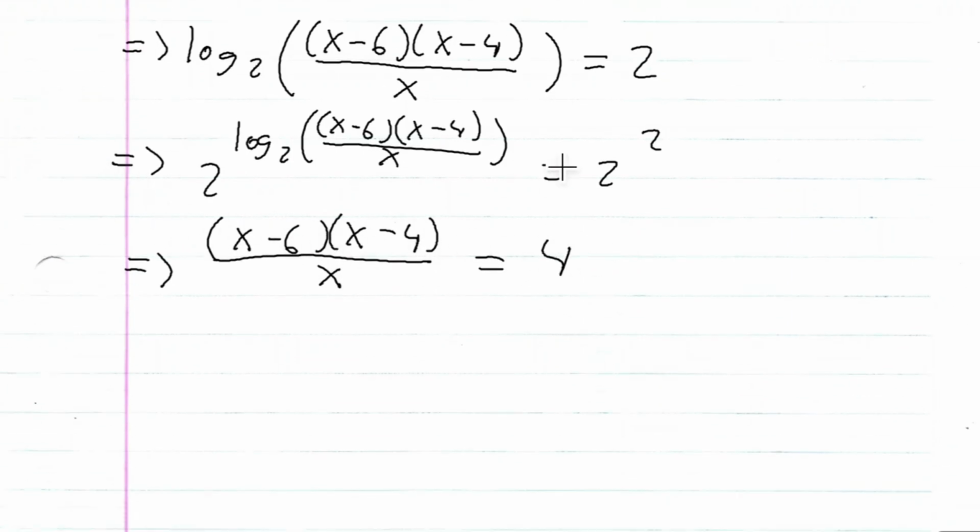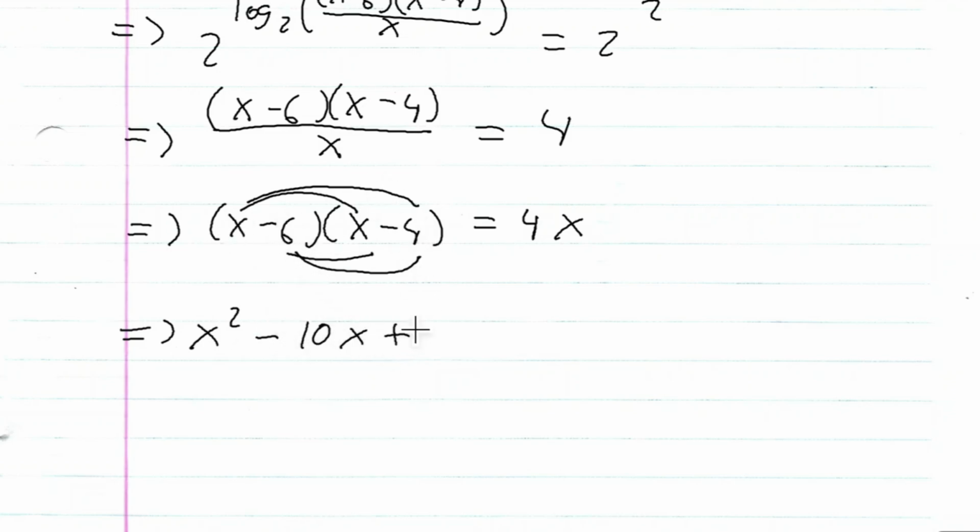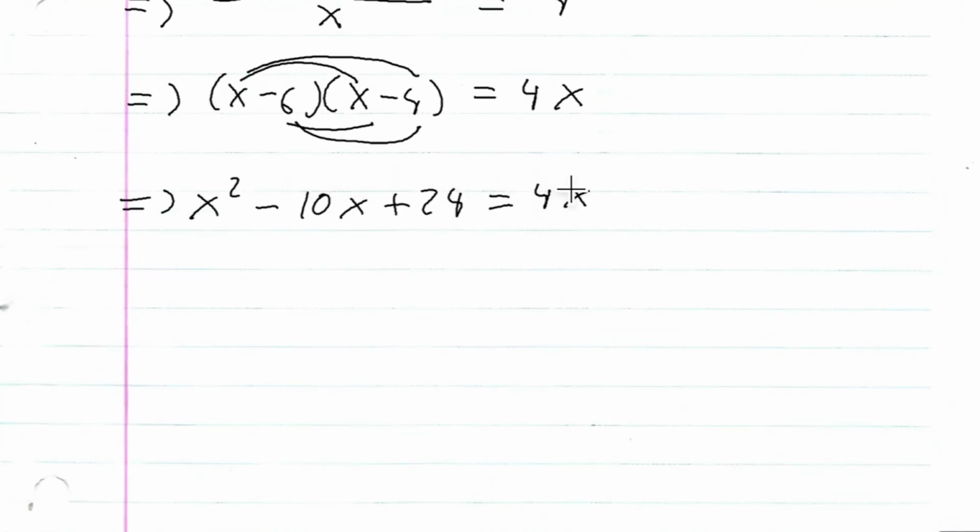Next, we can multiply both sides by x to get (x minus 6) times (x minus 4) is equal to 4x. Now I can distribute, right? So this times this, and this times this. If I do that, that'll give me x squared minus 10x plus 24 is equal to 4x. And now I want to put this in quadratic equation form. So I'm going to subtract 4x on both sides to get x squared minus 14x plus 24 is equal to 0.